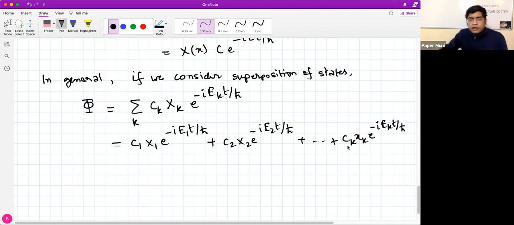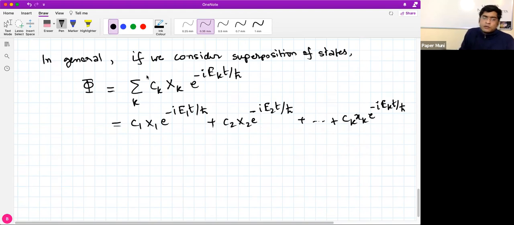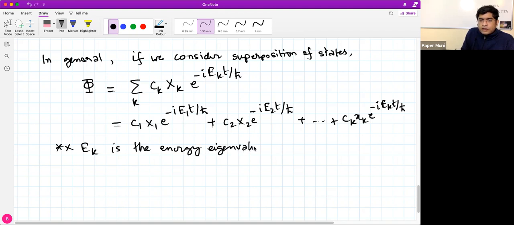So this is the form. Now what we have to do is just find the energy corresponding to each state, and then we can write it like this. In this case, E_k is the energy eigenvalue of the kth state.